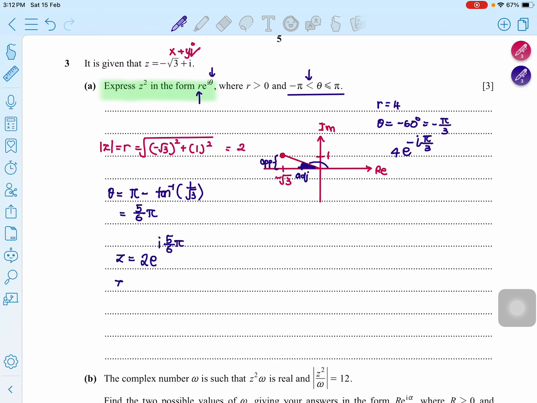But what does the question ask? The question is asking for z square. So you take this whole expression here and you just have to square it. This is just an index law. What is 2 to the power of 2? You will get the 4. Can you see that our answer 4 here matches with what we are getting now? And the next one, e to the i 5 over 3 pi.